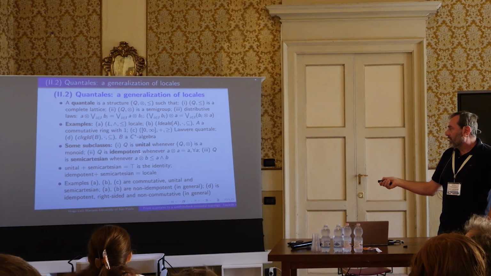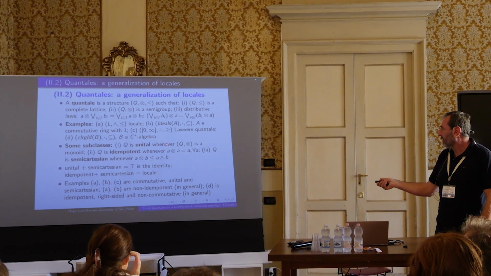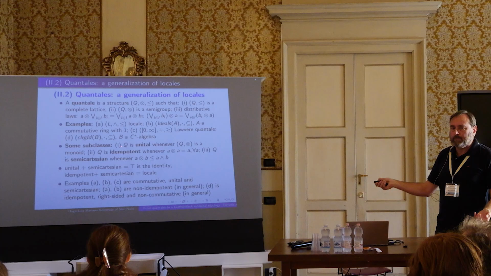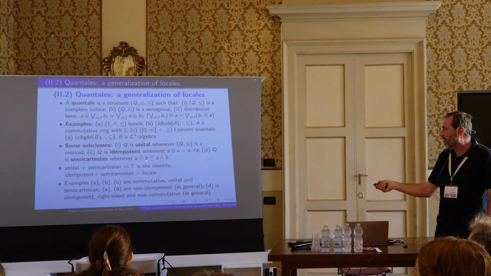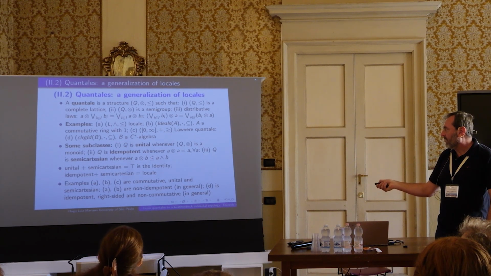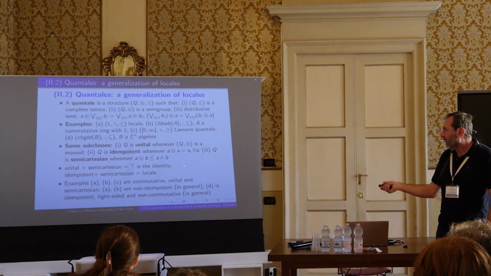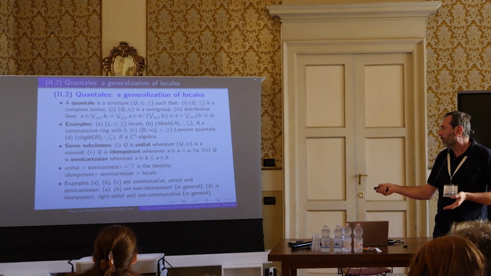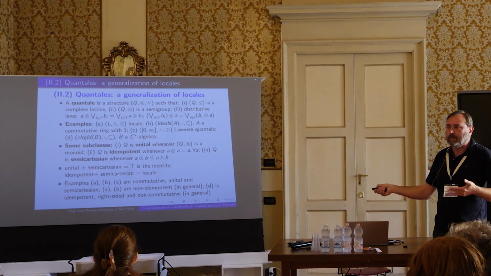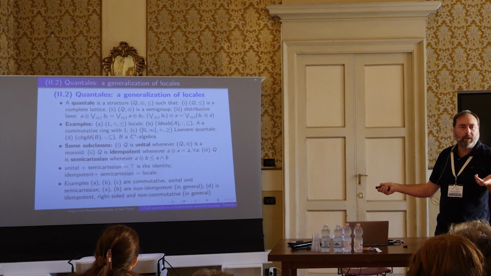Some subclasses of quantales: the unital quantales are the quantales where the semigroup is in fact a monoid. A quantale is idempotent when the multiplication is idempotent, and is semicartesian when the product A times B is less than A and less than B. That's the same thing as requiring this inequality. And it's easy to see that every unital and semicartesian quantale satisfies this. Is this same requirement to be a quantale that is integral or bounded?